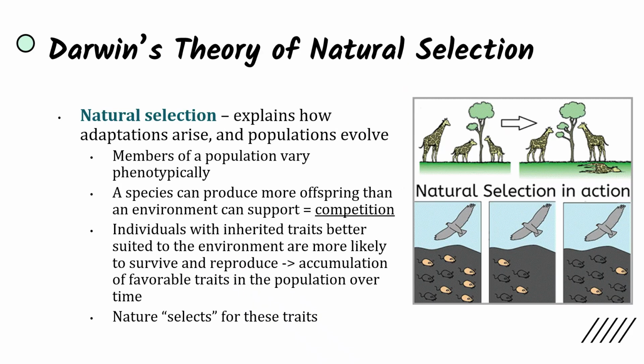And Darwin's theory of natural selection explains how these adaptations arise, these characteristics that enhance an organism's ability to survive in an environment, and also as a whole, how populations evolve. And so natural selection follows these ideas. The members of a population vary phenotypically, so their outward appearance is different between members of a population. There's genetic variation within that population, and that's going to contribute to phenotypic variation as well.